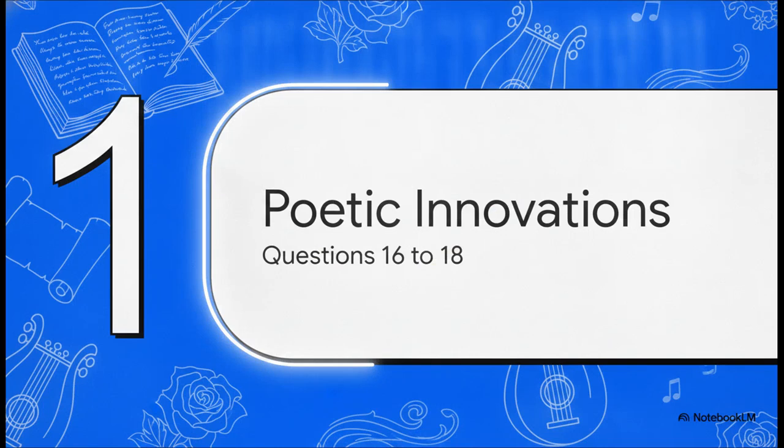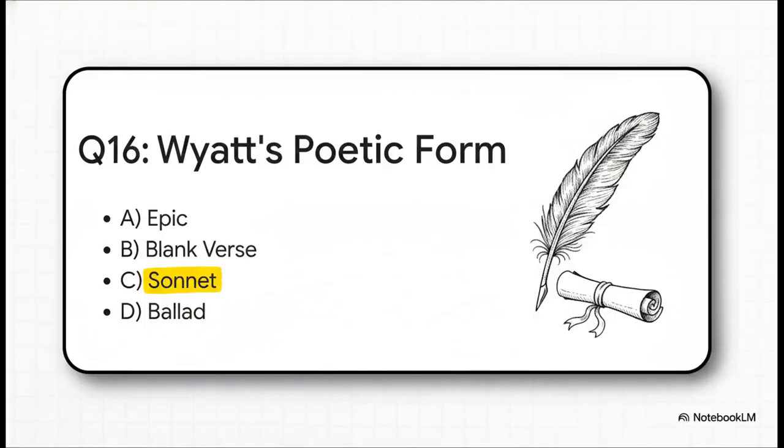Section 1, Poetic Forms and Innovations. We'll be looking at questions 16 through 18. All right, question 16. Sir Thomas Wyatt is credited with introducing which poetic form to England from Italy? Is it A, the epic, B, blank verse, C, the sonnet, or D, the ballad? If you guessed C, you are correct.